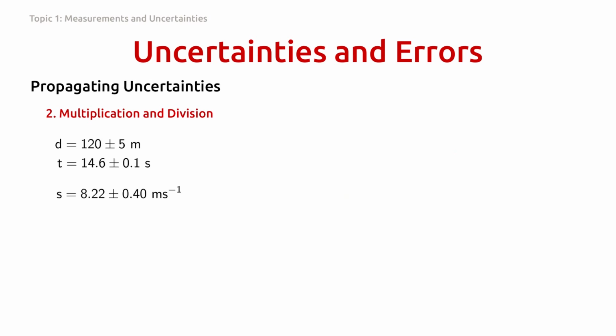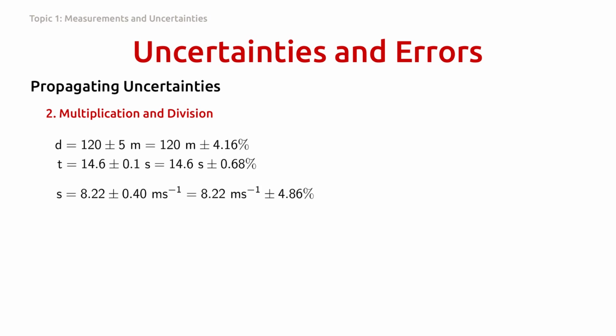But using this approach can be time-consuming. In IB Physics, as provided in your physics data booklet, we use an approximate method to determine the uncertainty in the calculated results. Consider this data again, in particular, the uncertainties. 0.40 here is in no way a result of adding 5 and 0.1, or 5 divided by 0.1, since speed is distance over time.